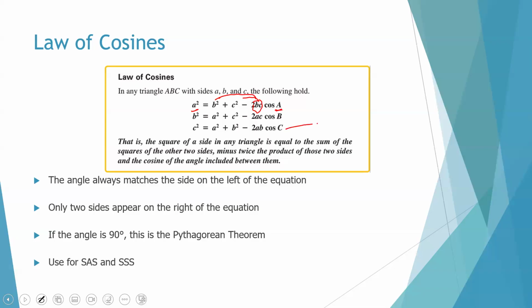This piece here becomes the Pythagorean theorem if C is 90, right? So this could prove, if you wanted to, the Pythagorean theorem. More importantly, it proves the converse of the Pythagorean theorem. It's used for side-angle-side and side-side-side. These are common uses for it.